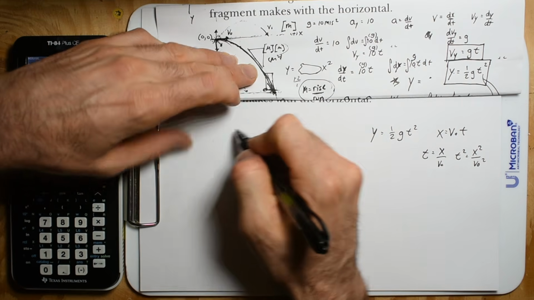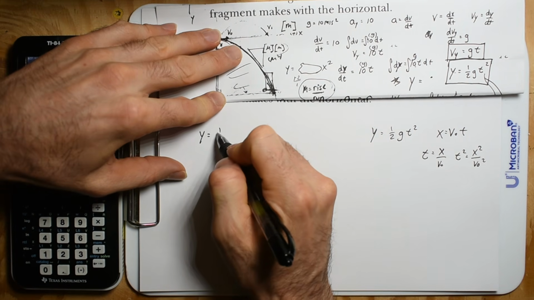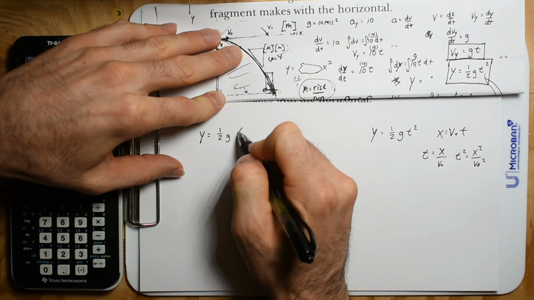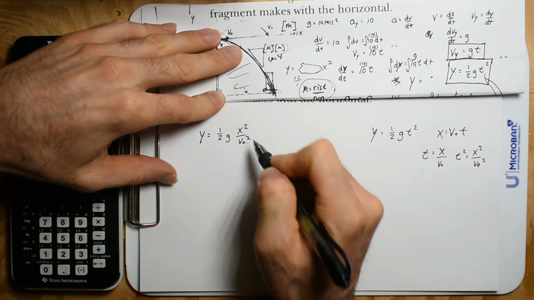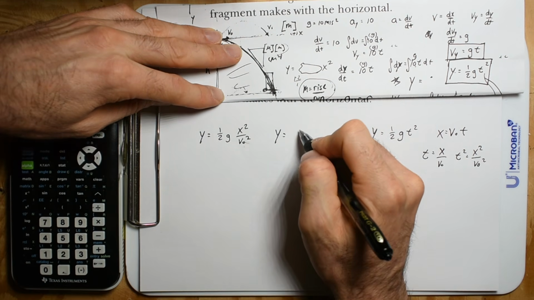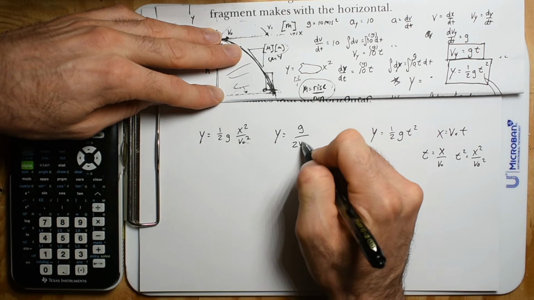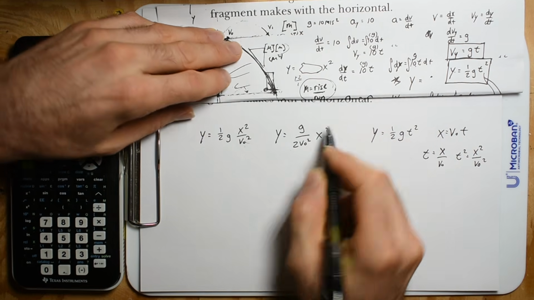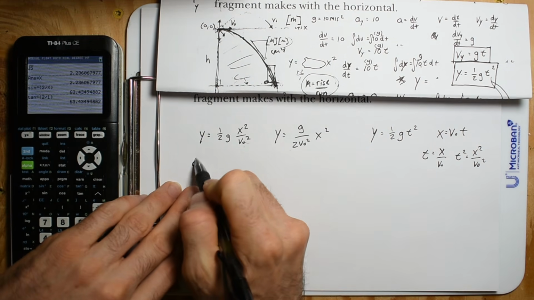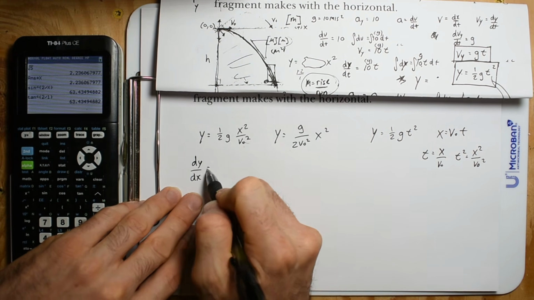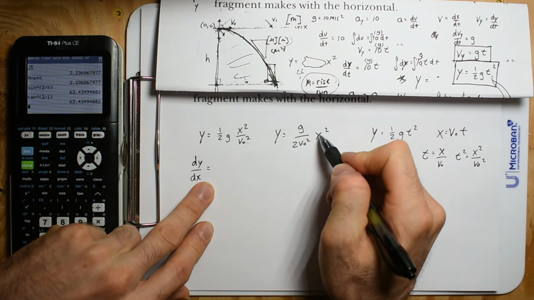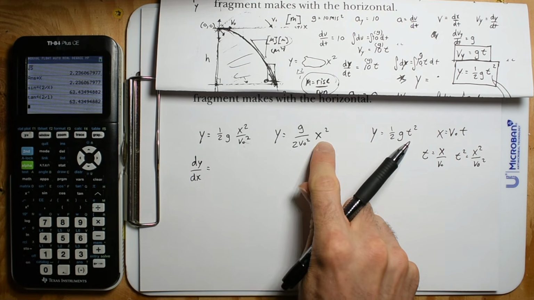So then we're going to get y is equal to 1/2 g x squared over v naught squared, and then we'll just rewrite it as y is equal to g divided by 2 v naught squared times x squared. So we got our constants to one side. So now we do it. dy dx is equal to, how do we do the derivative of this? This is going to be the simplest one.